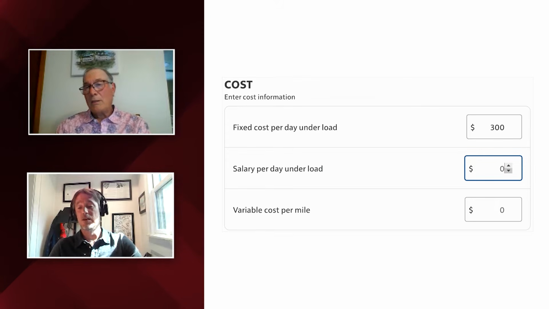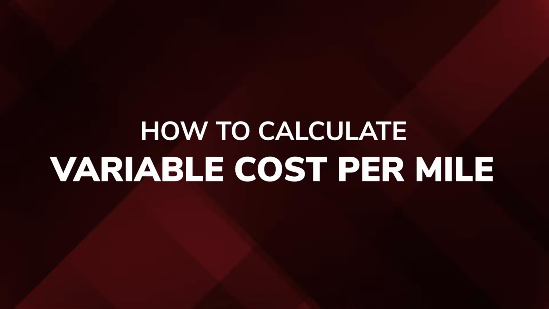Yeah. Because everybody has different home obligations, house payments, rent, whether or not the spouse is working, that sort of thing. So there's a whole lot of variation there, but we're going with $300 per day.